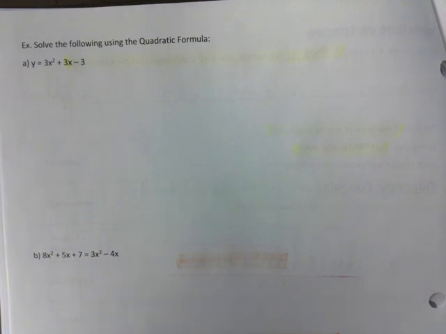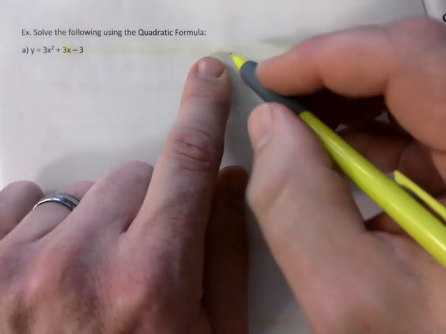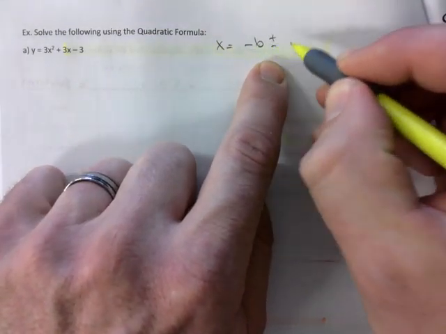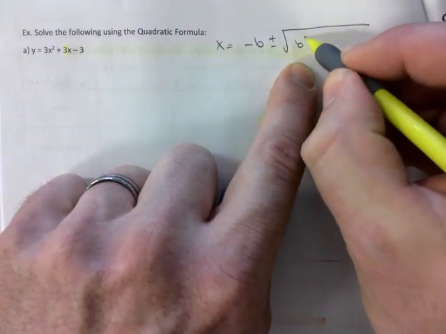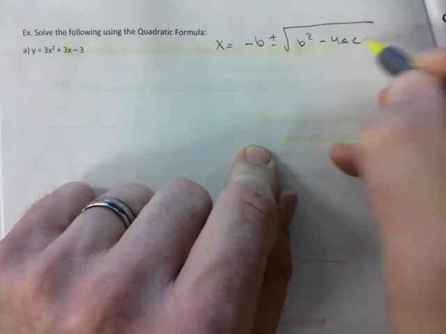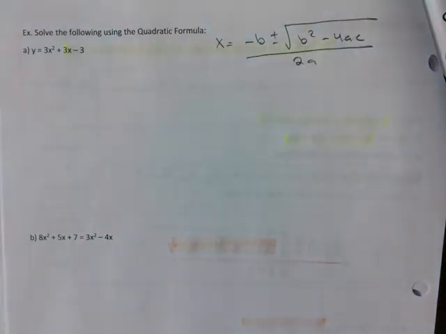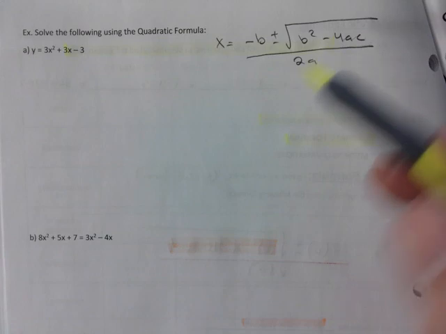Solve the following using the quadratic formula. Okay, I'm going to copy the quadratic formula one more time. This time I will not use brackets. So if I ask you to use the quadratic formula, you have to show the quadratic formula, how you're using it. That's the point. I know you can use your calculator to find the x-intercepts, but I want you to use this.